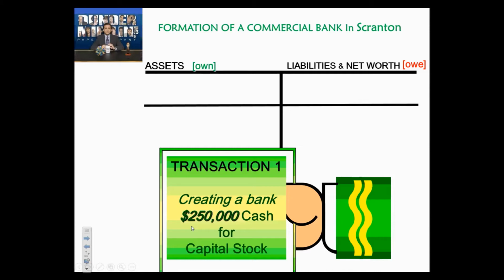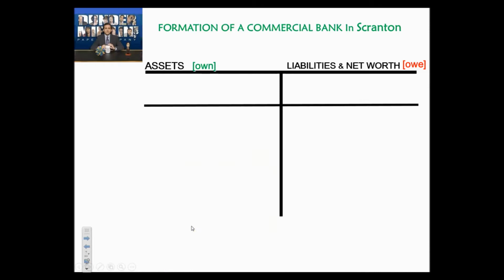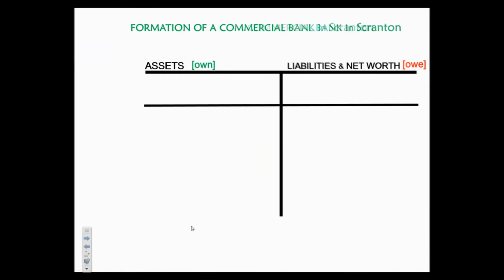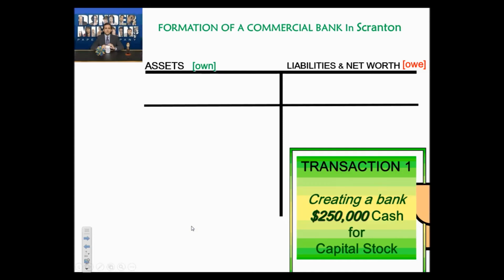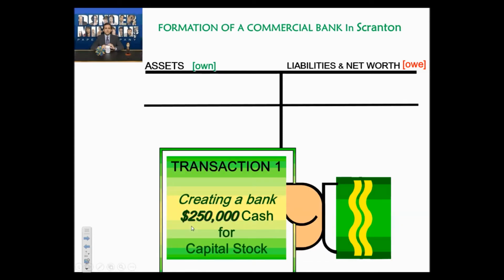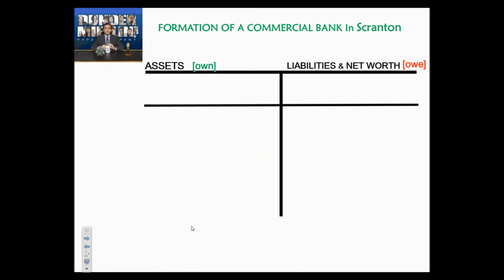He took $250,000 cash from his retirement account, and he decided he'd start a bank. So the new bank has to do accounting. Okay, so Oscar helps him out, and he does the accounting. It's $250,000. Okay. So here's what happens.